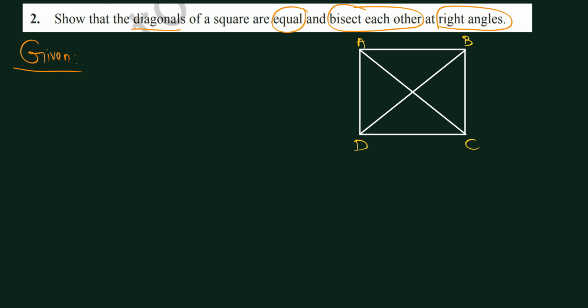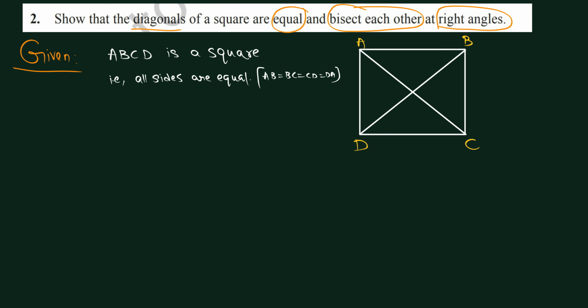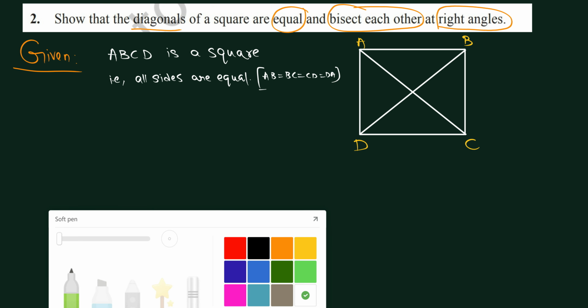So what is the given information? ABCD is a square. Already you know that in a square all sides are equal. What are all the sides here? AB is equal to BC, which is equal to CD, which is equal to DA. Okay, so this is given.